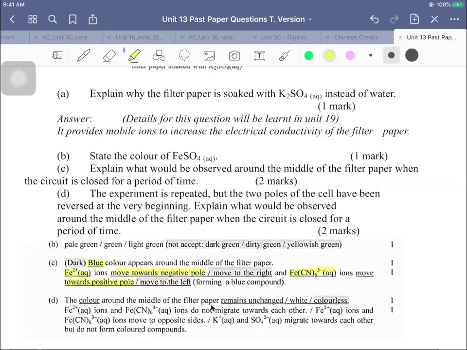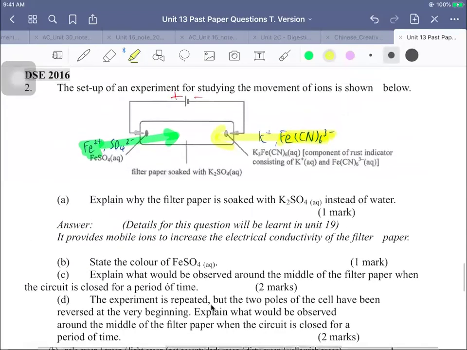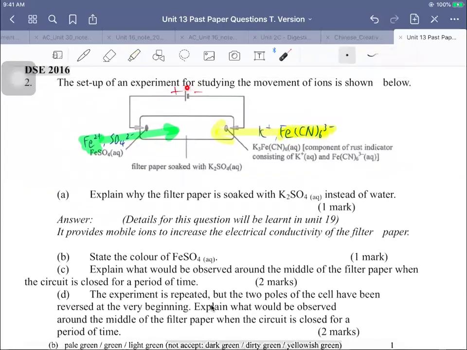And then for the next one, if we switch the two poles of the cell, what will be observed? Okay, so if we switch the positive and negative here, then it's going to be the sulfate ion, which is a colorless ion that moves to the right hand side. And then it's going to be the potassium ion, which is, again, a colorless ion that moves to the left hand side. So both of them are colorless. When they meet in the middle, actually, there will be no observable change, right? Potassium sulfate is not insoluble as well. Okay, so you will see nothing in the middle.